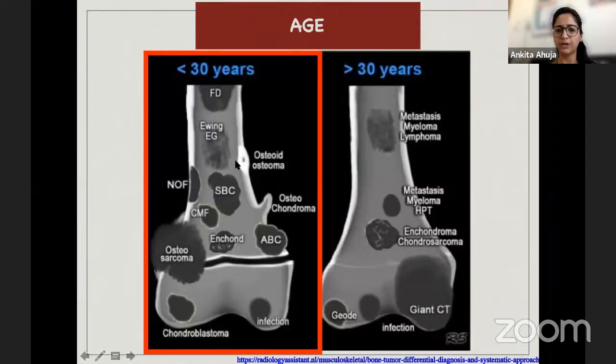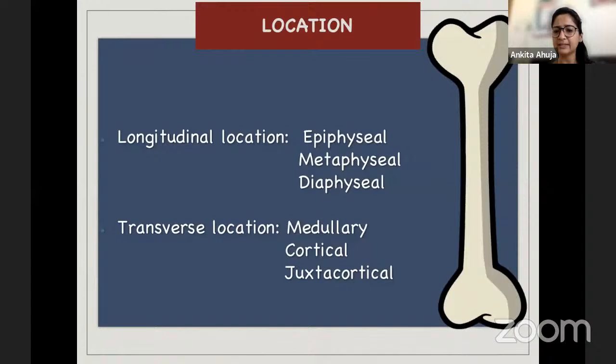So your differential diagnosis will come down to a lesser number than a bigger number, right? You would not think of Mets, myeloma, lymphoma, which is usually a diagnosis you think of in an elderly patient. In a pediatric patient, your differentials would change depending upon the age. So always keep this image in your mind, because this will help you make a lot of diagnoses, right? Then the next step is to look at the location of the lesion. By location, what do we mean?